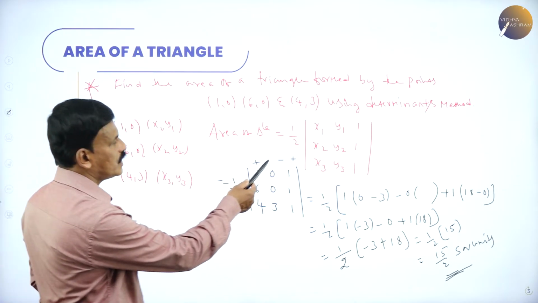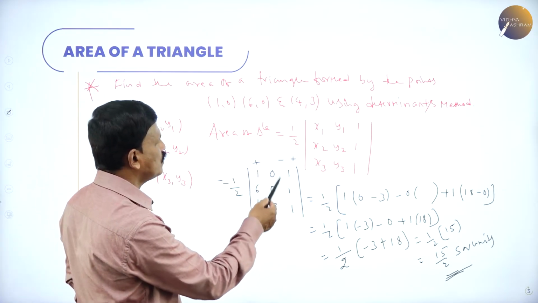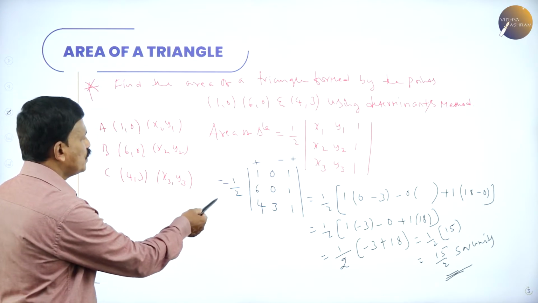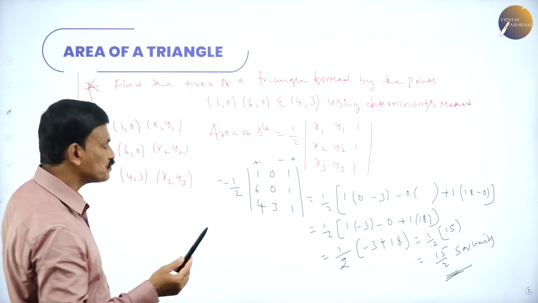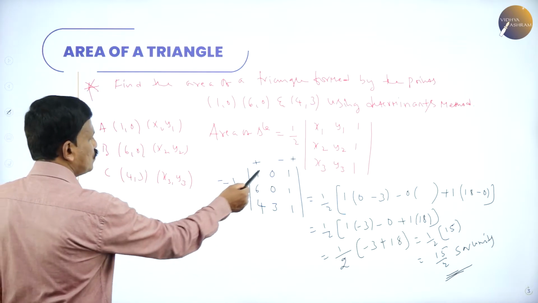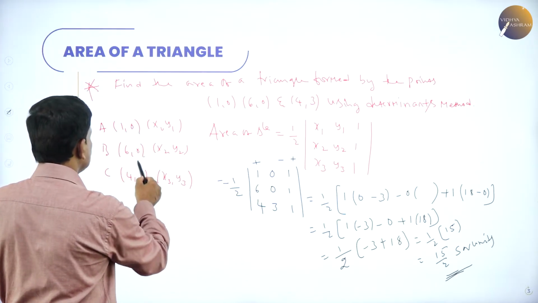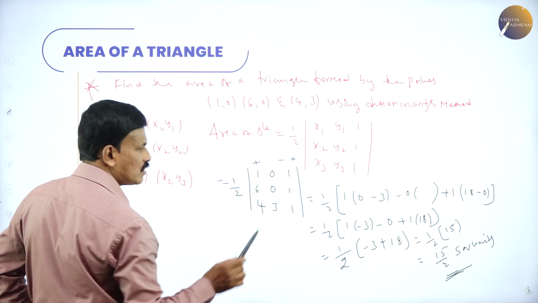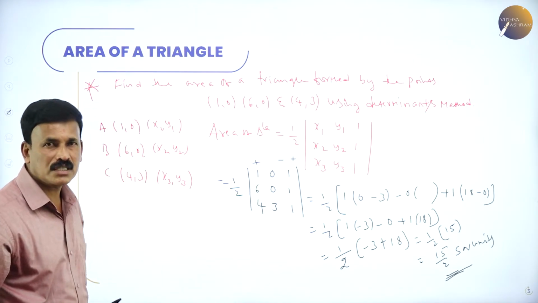So, the area of a triangle is half into the determinant of x1, x2, x3, y1, y2, y3, 1, 1, 1, that is 1 by 2. Write down the elements. First, x1, x2, x3 is 1, 6 and 4. Y1, y2, y3 is 0, 0 and 3. 1, 1, 1, the constant as it is, third column.